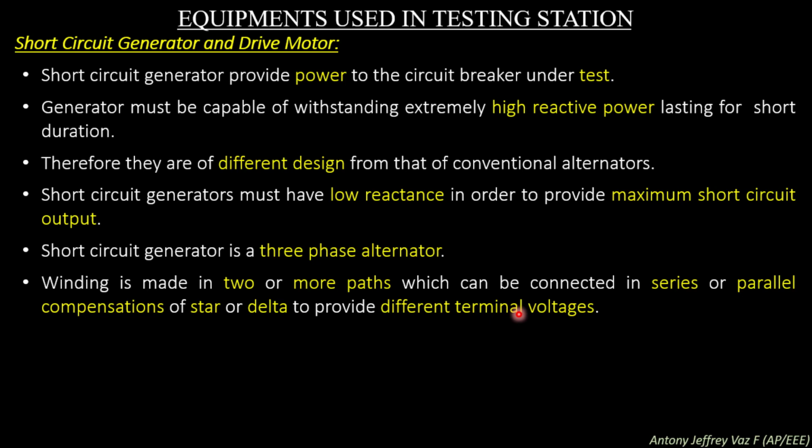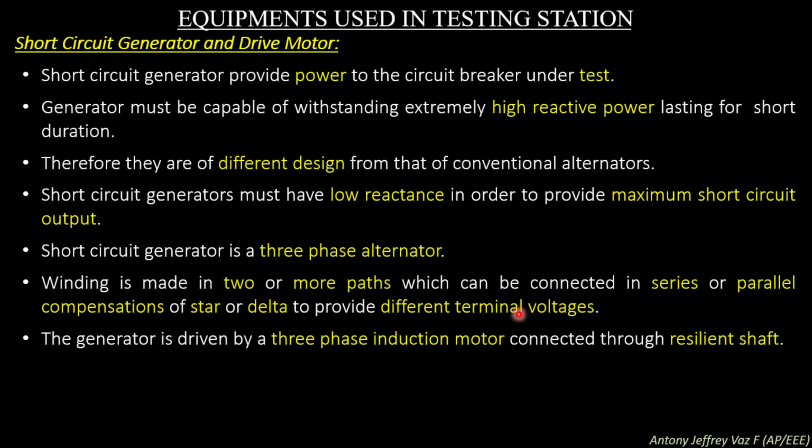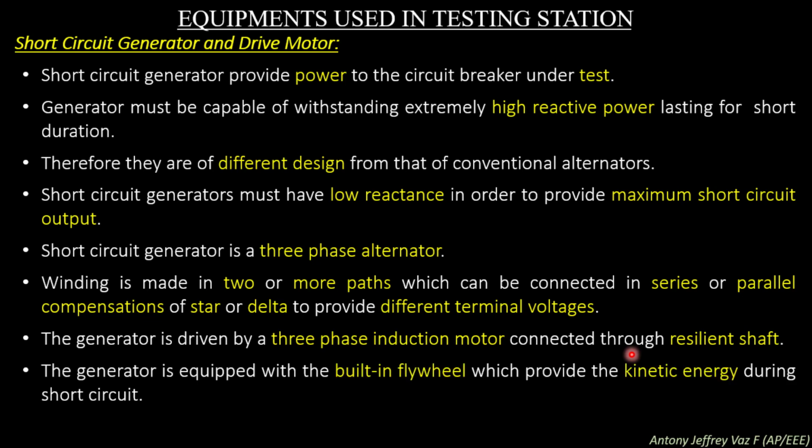So, the short circuit generator windings can be connected in different parts so that the connections present in the generator can be converted from star to delta or delta to star. The generator is driven by a three-phase induction motor connected through a resilient shaft. So, the generator shaft is connected to a three-phase induction motor and the shaft is resilient in nature. The generator is equipped with a bulky built-in flywheel which provides the kinetic energy during short circuit.